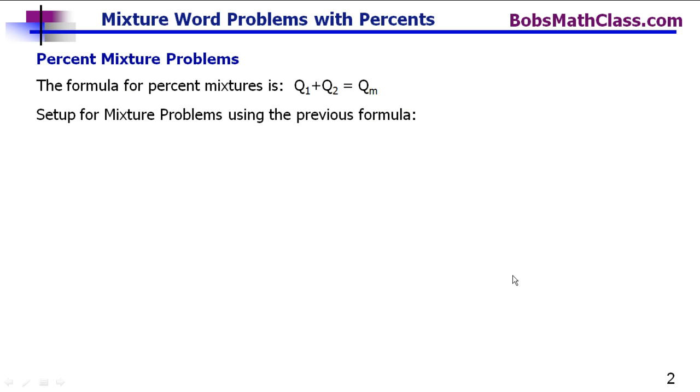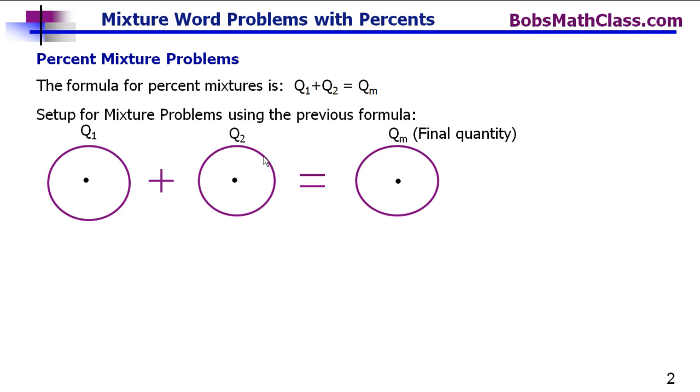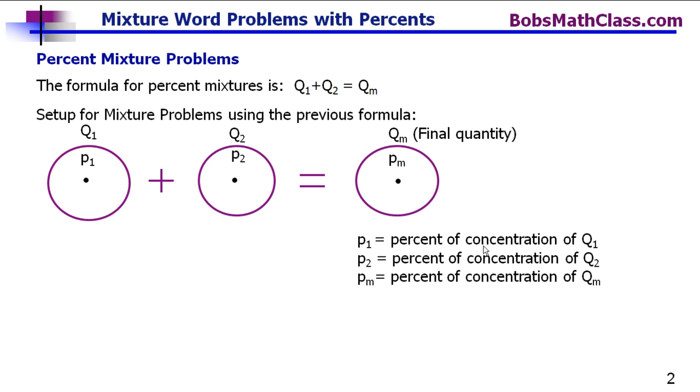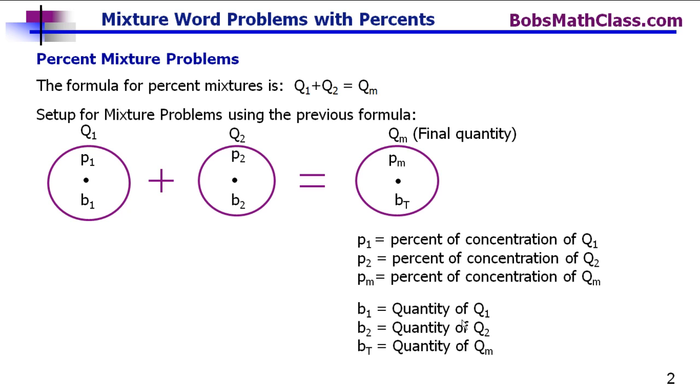Okay, for mixture problems, here we go. We're mixing two quantities. Quantity 1 plus quantity 2 is our final quantity of the mixture. And here's our setup. First of all, we're going to write 3 circles, to show that we have one quantity plus a second quantity is equal to our final quantity. And using the information from that previous formula, we're going to put our percents at the top, P1, P2, and Pm. Those are the percents of concentration of each. B1, B2, and Bt, those are your quantities of each.